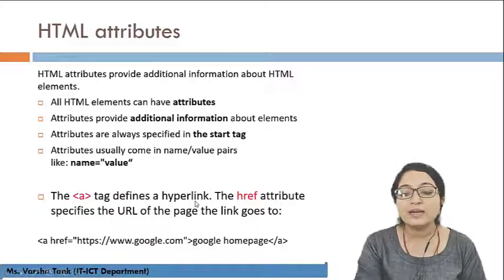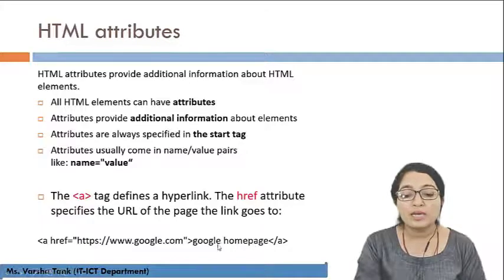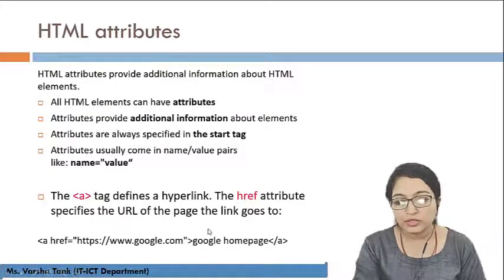The A tag defines a hyperlink. The href, that means hypertext reference, attribute specifies the URL of the web page the link goes to, like this: a href equals http://www.google.com. So this is your attribute, the hypertext reference. Here it is the Google home page. That means this will become a link. Whenever you click on this Google home page, it will redirect you to the Google web page.